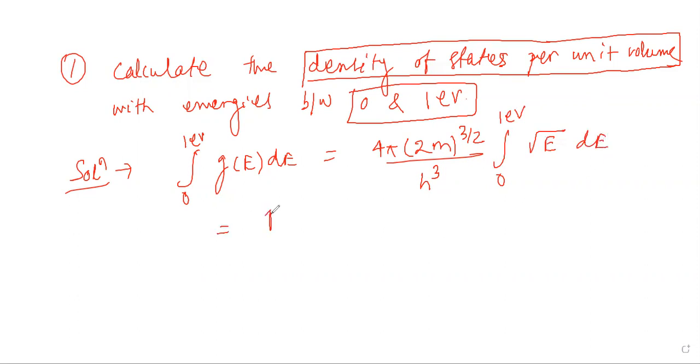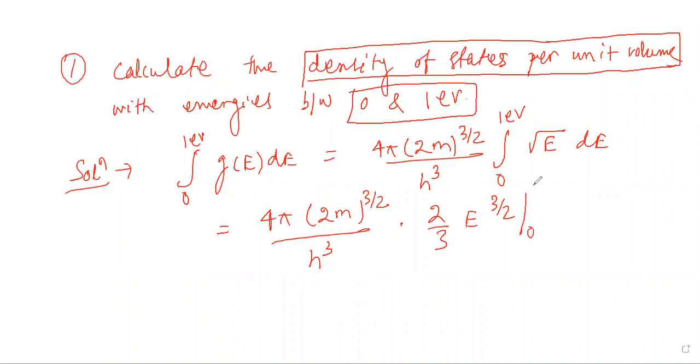Now if you write it again, 4 pi, 2m to the power 3 by 2 over h cube, as we wrote, and then this integration gives you 2 by 3 E to the power 3 by 2. The limit here is 0 to 1 electron volt. Then you substitute the values.